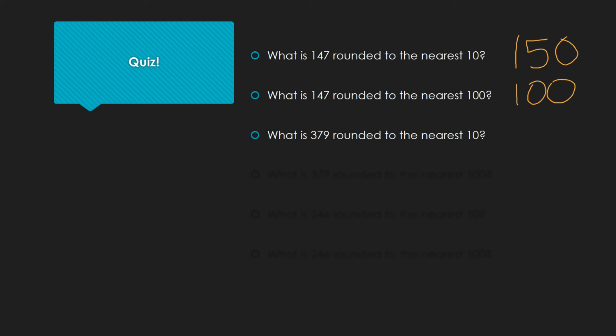The next question, what is 379 rounded to the nearest 10? The answer is 380. What is 379 rounded to the nearest 100? The answer is 400.